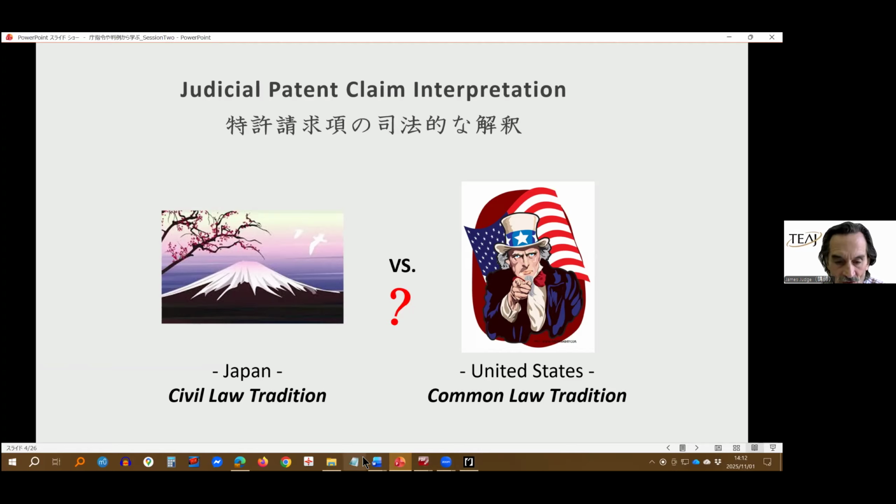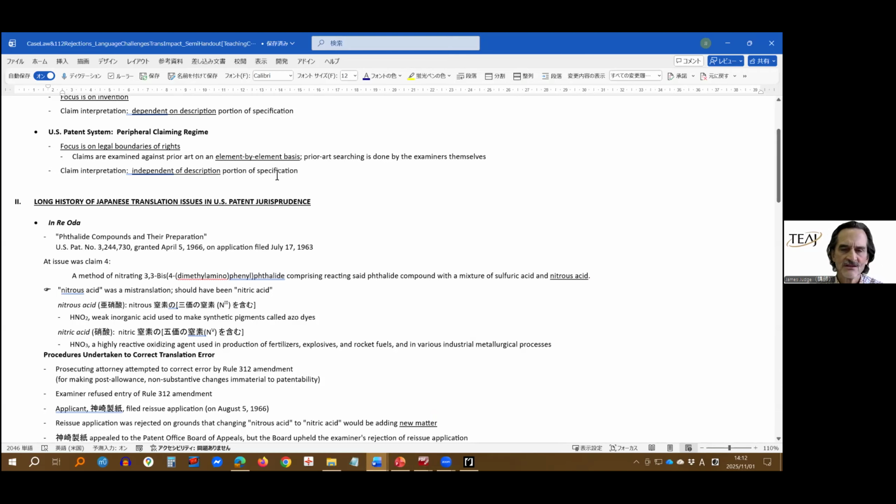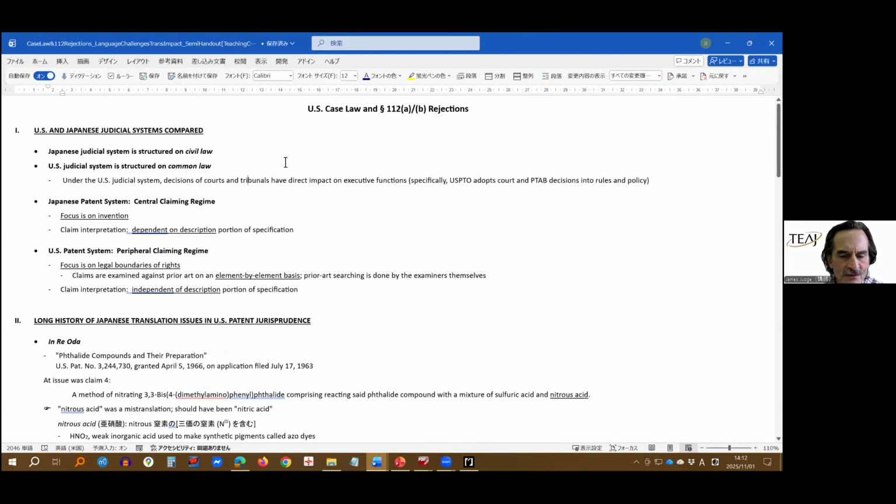So now I will turn to the handout. And just to add a few comments further to the presentation slide there. Well, in addition to the comments, I'll recap. So the key difference is that whereas the Japanese system is structured on civil law, the US system is structured on common law. And what that means, most importantly, is here.